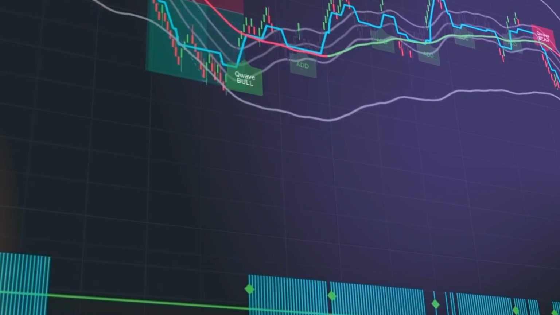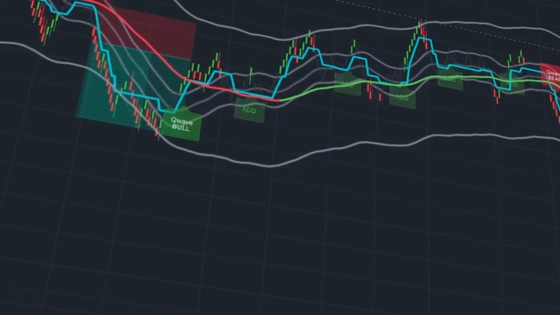This is how we use our brand new QBANDS indicator to find high probability setups on a daily basis, trading futures, FX. This is going to work great if you trade prop accounts.